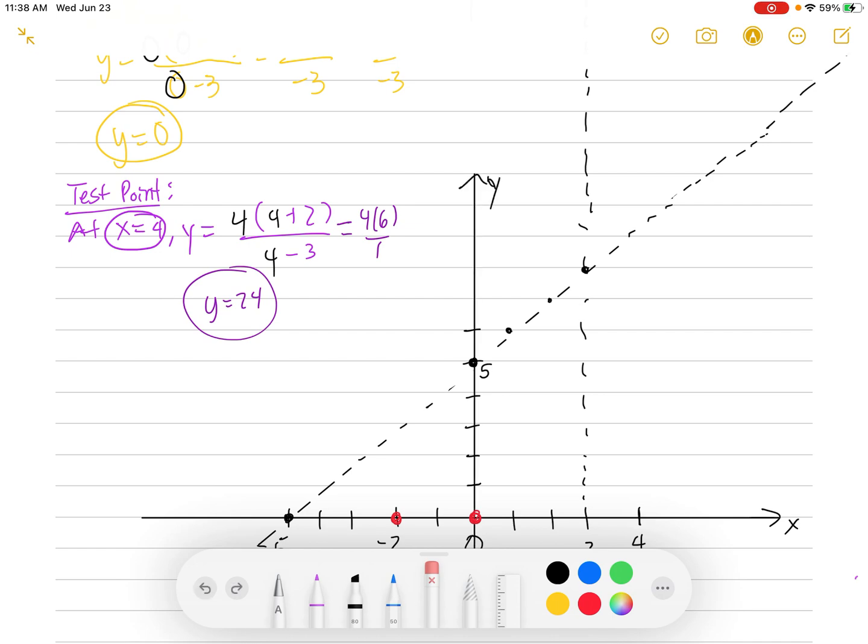Okay, let's just imagine that this graph just kind of jumps. Oh, crap.